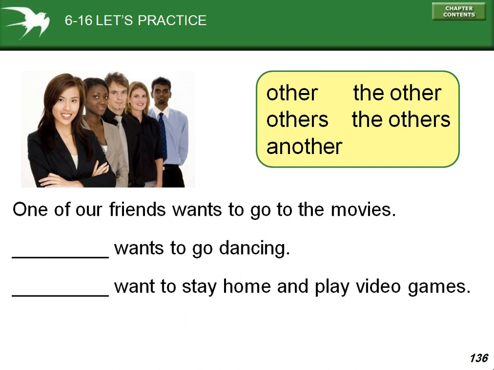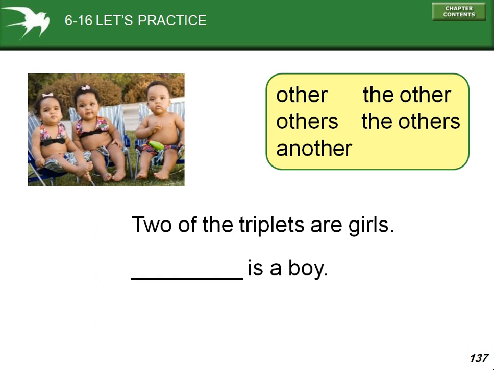Let's practice. One of our friends wants to go to the movies. Another wants to go dancing, and now we have some others left. So definitely we know the number, so it is the others, not other. If we did not know the number, we would use other. If two are left out of the group, then we know the number, that's why we say the others.